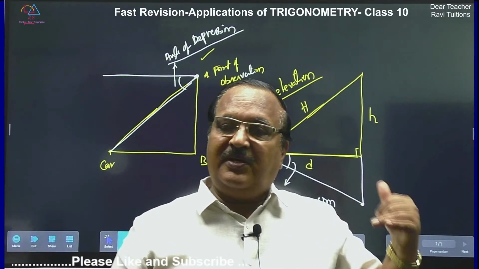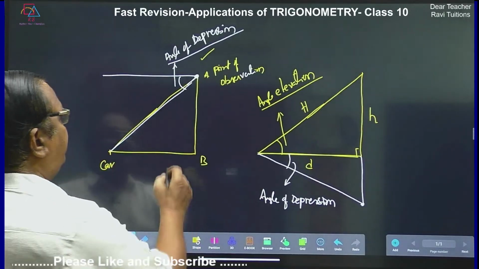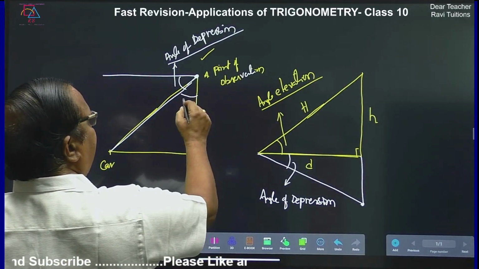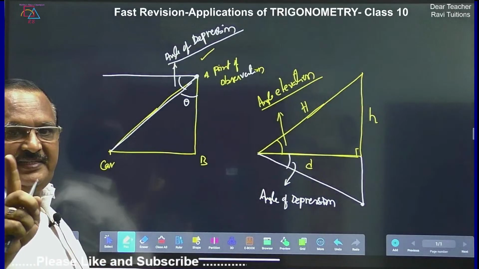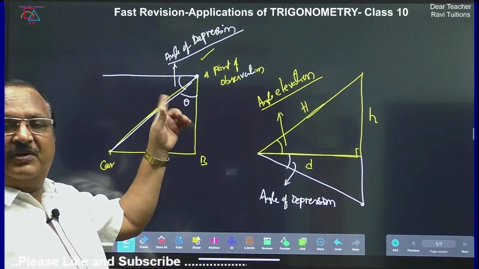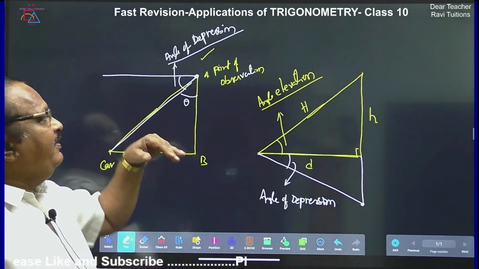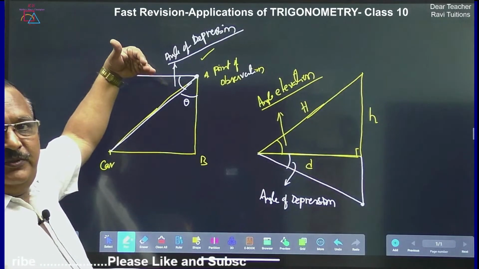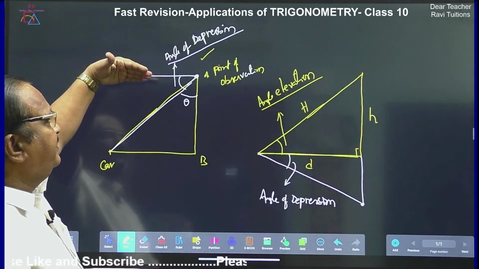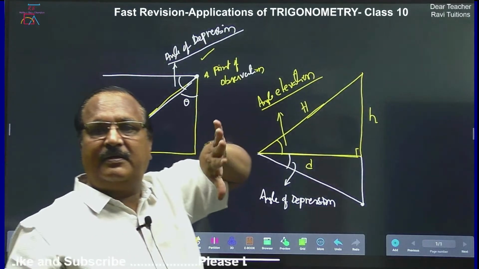So if you draw the diagram wrong, most of the students will put here, this is the angle of depression. That is wrong. If you do this angle of depression, what happened? You will be losing half mark or 1 mark. That is why when you are drawing a figure, you be careful what is angle of observation, angle of depression, and what is angle of elevation.